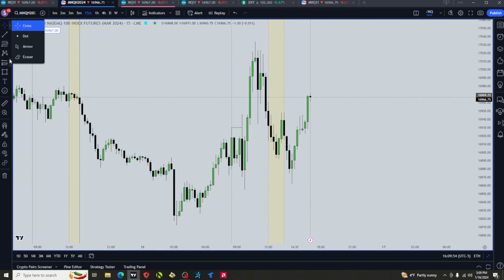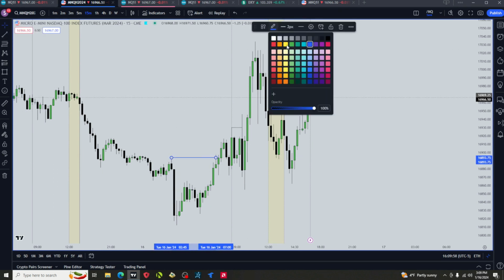Actually, I'm going to leave this on. This was our bullish shift in market structure. Keep that orange.